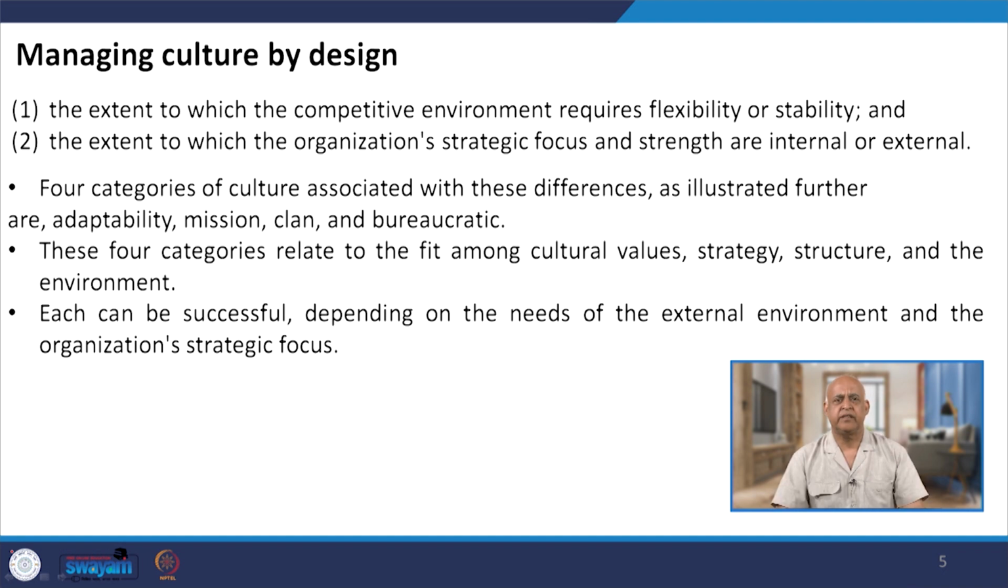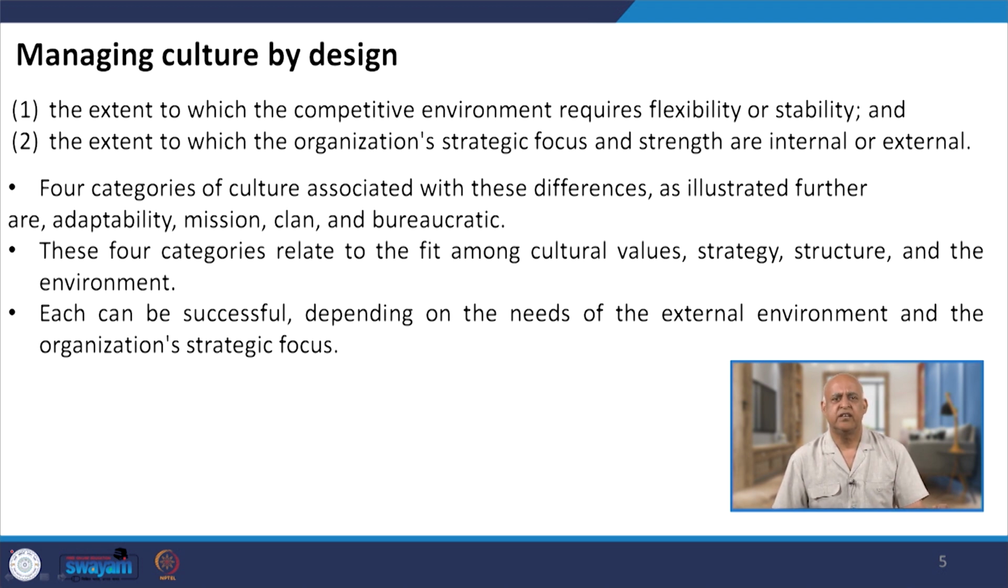The first dimension is the extent to which the competitive environment requires flexibility or stability. Every individual has their own personality, and within that personality one needs to be somewhat flexible or somewhat stable, so it is important that you become more flexible or stable accordingly. The second is the extent to which the organization's strategic focus and strengths are internal or external. It becomes very important to what extent the organization's strategies are focused and the person understands the strengths of the organization, whether internal or external.